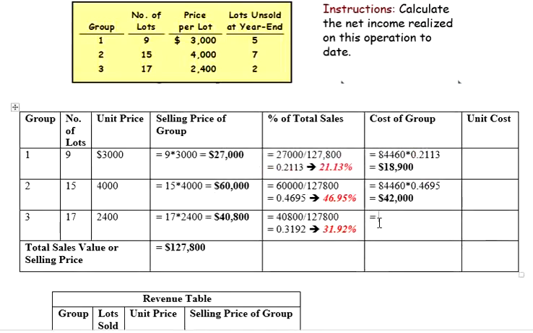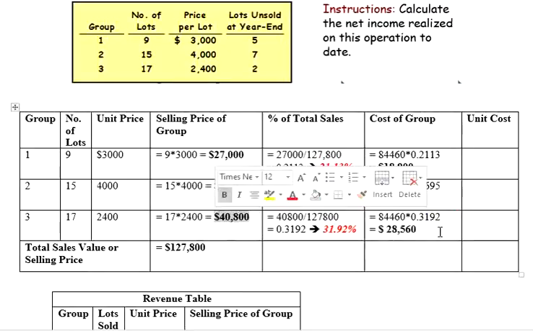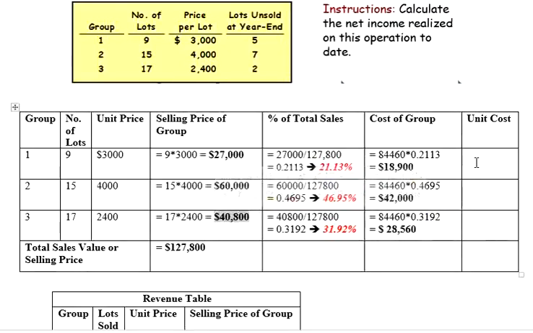Then let's go for the third one, which is the last one also. 84,460 multiplied by 0.3192, which represents 31.92%. The rounded value for this is $28,560. So we can say that group 3 cost me $28,560, while I intend to sell it for $40,800.